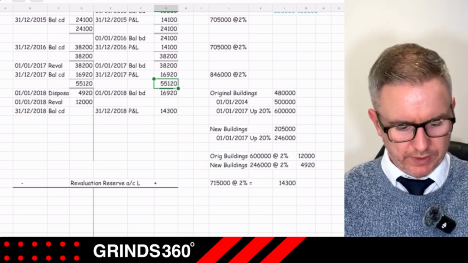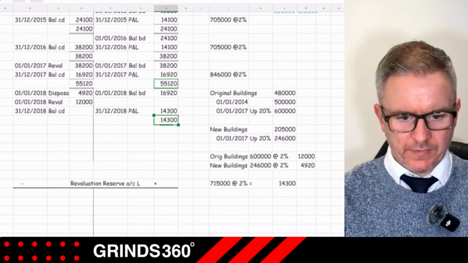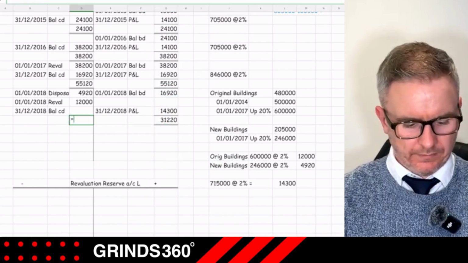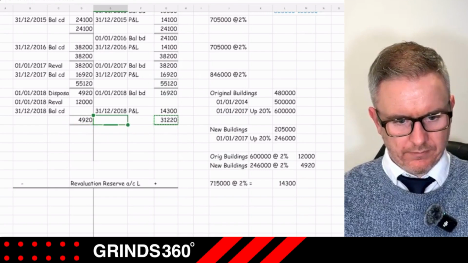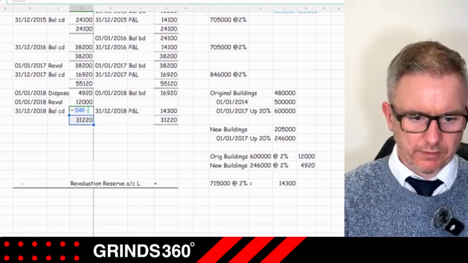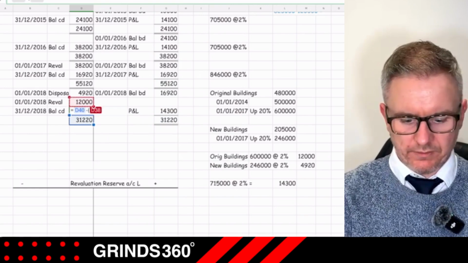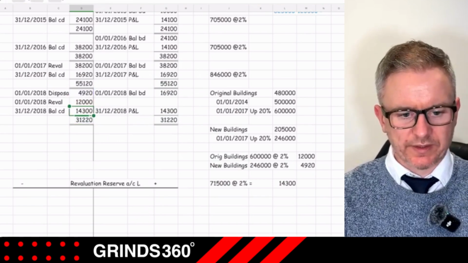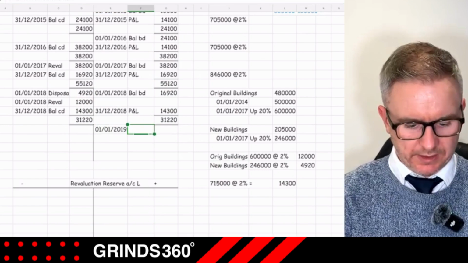And then remember what we do. We total it up. So we take our 16920 and 143. And then we get our balance here. So 31220 minus the 12000 and the 4920. And it'll match. We know that it's going to be 143. And don't forget, we need to get it ready for going into 2019.